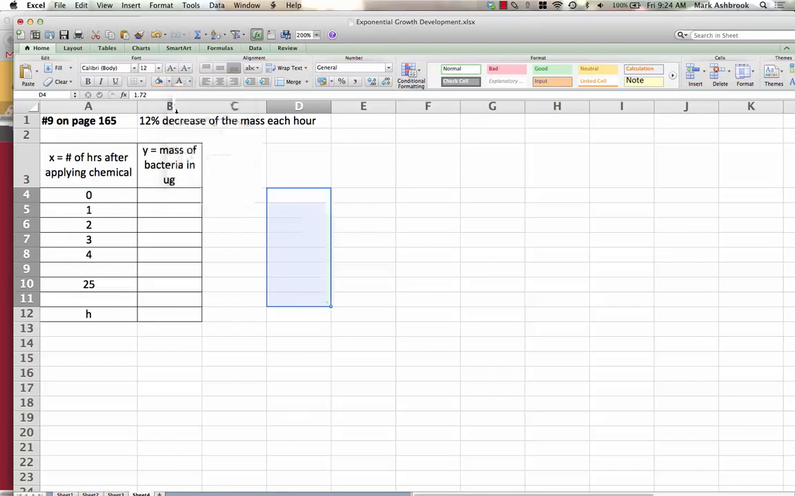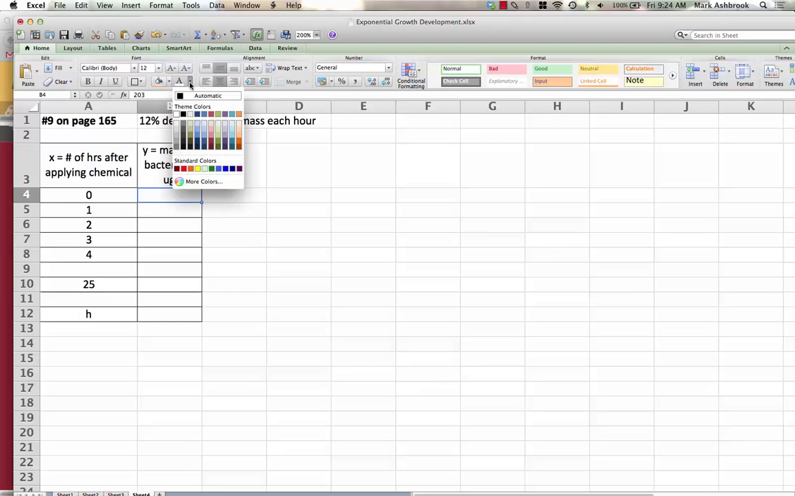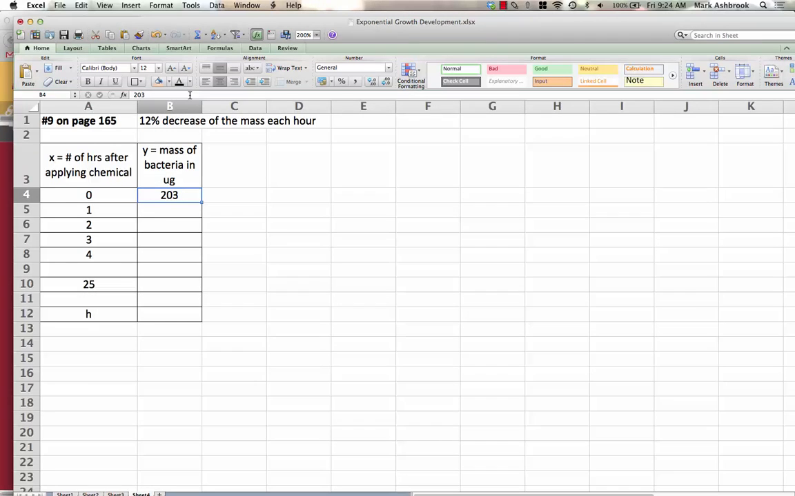So it talks about bacteria in a Petri dish, and it's decreasing by 12%, and the initial mass was 203 micrograms. Okay, same thing. Let's just ignore their questions and make my table here. The initial amount was 203. The mass is going to decrease 12% each hour. Figure out and make the table. Go.